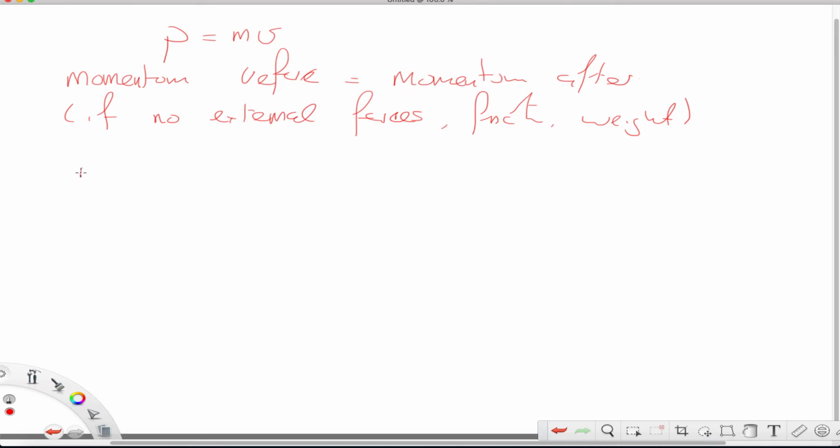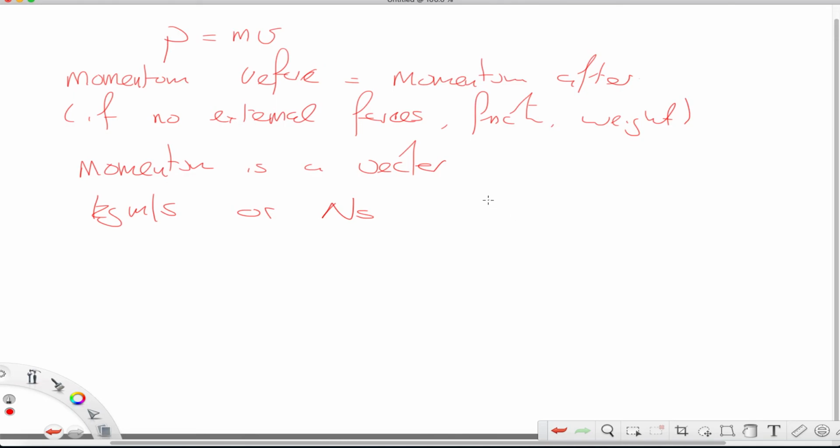So we have momentum as a vector, which means it has direction. And the units are kilogram meters per second or newton seconds.